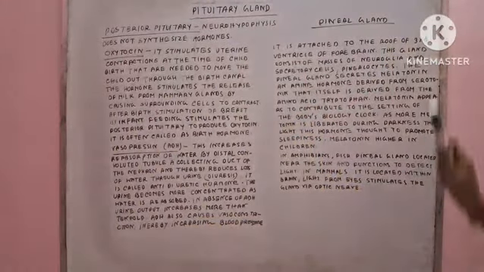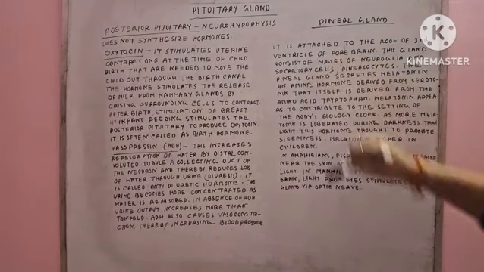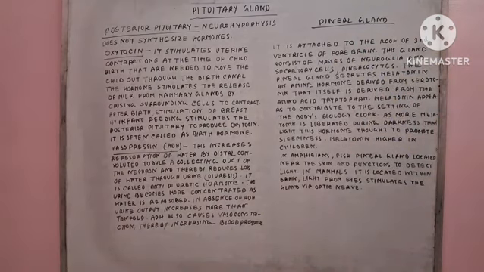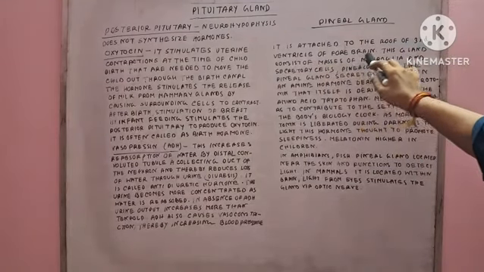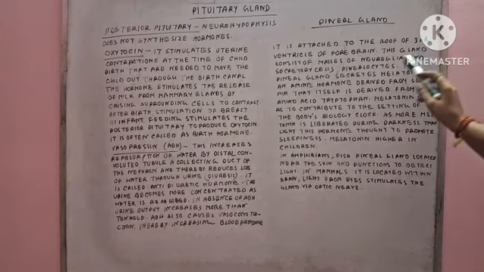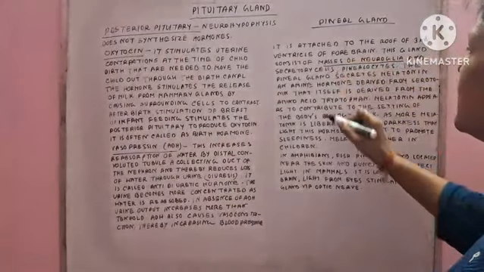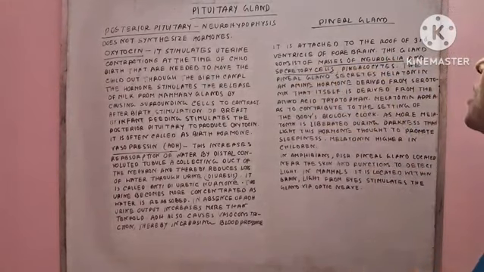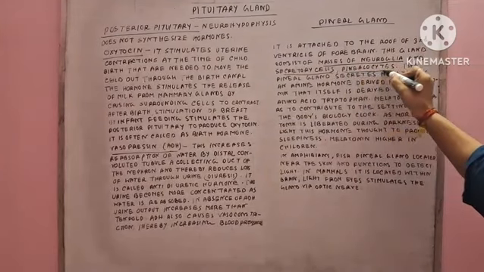So next part is the pineal gland. Where is it located? It is attached to the roof of the third ventricle of the forebrain. And this gland consists of two parts: masses of neuroglia and secretory cells. These secretory cells are called the pinealocytes.